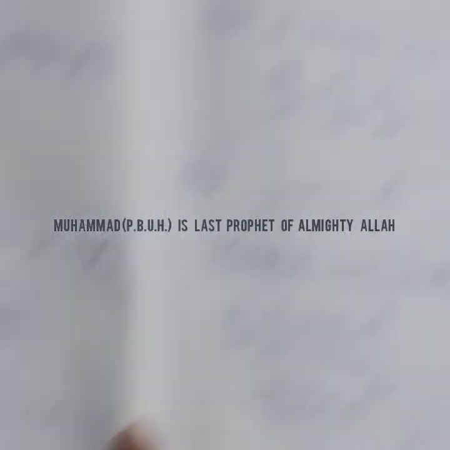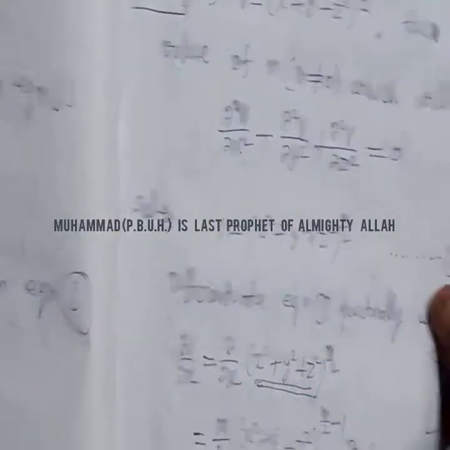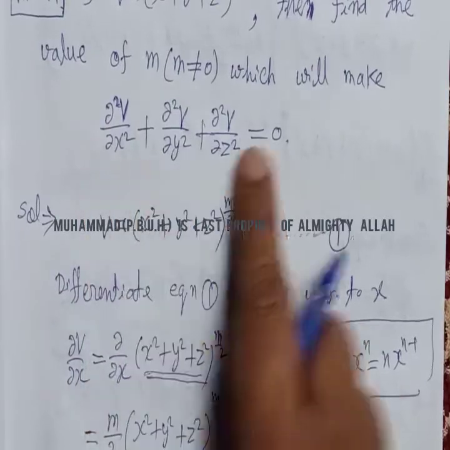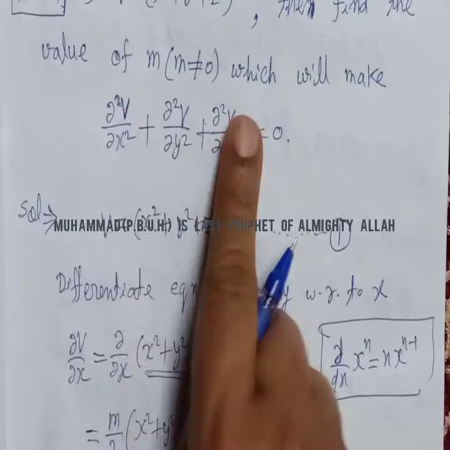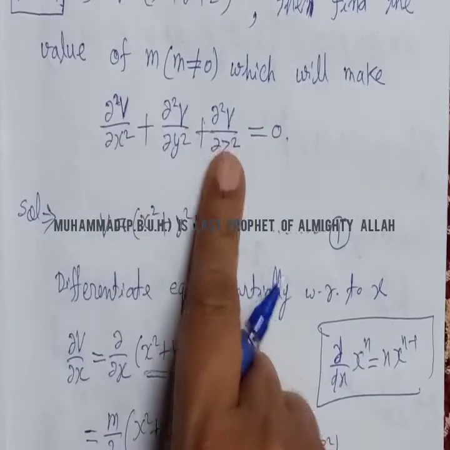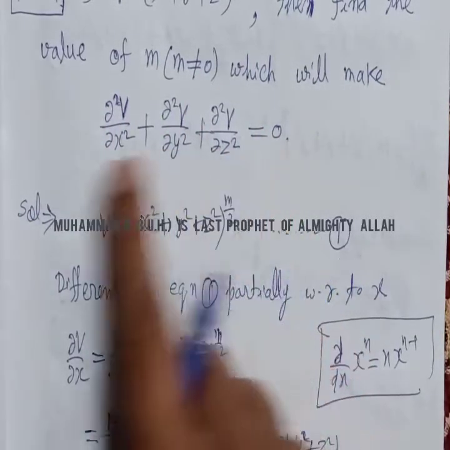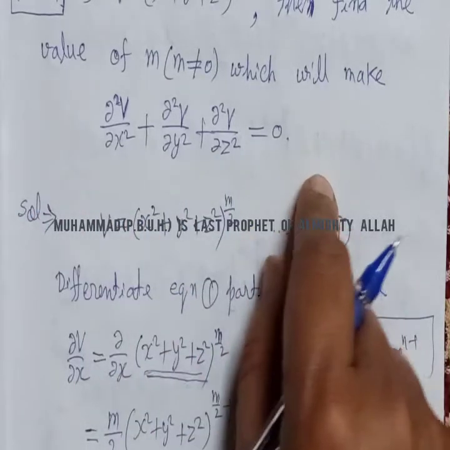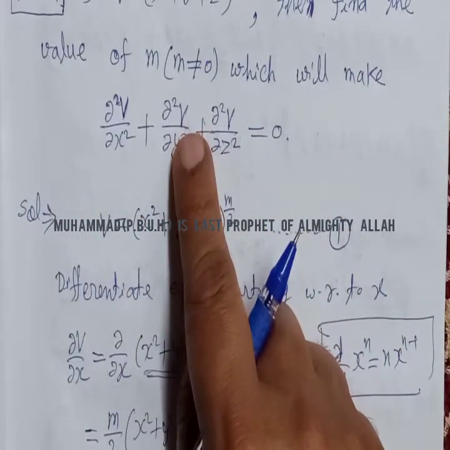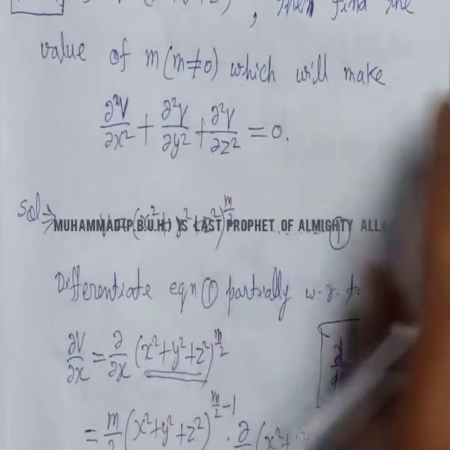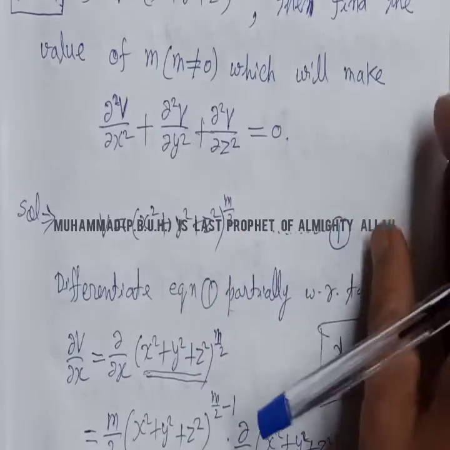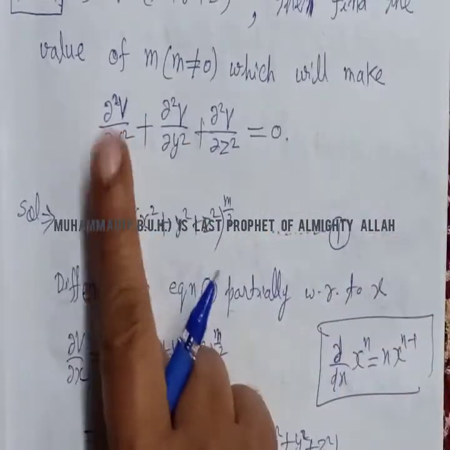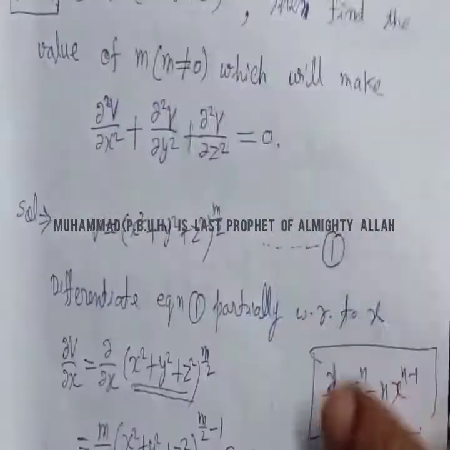What we are given is that this value is equal to 0. So we use this value to find the value of m by putting these values from equations number 2, 3 and 4, and we get an equation which will contain only m and one unknown, so we can easily find the value of n.